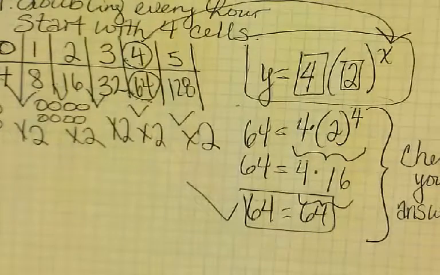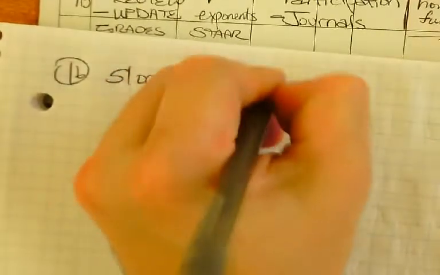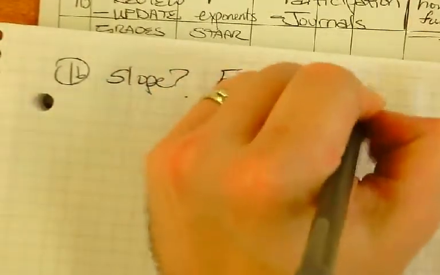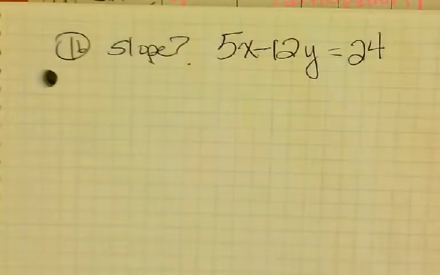Let's get on to one that we're a little more familiar with. Get back into our wheelhouse a little bit. Let's take a look at number 16, because we know it very, very well. It asks us, what is the slope? They're going to give us an equation: 5x minus 12y equals 24.